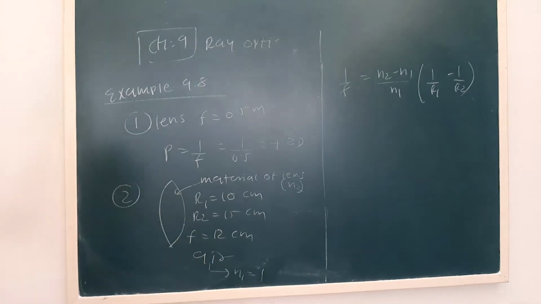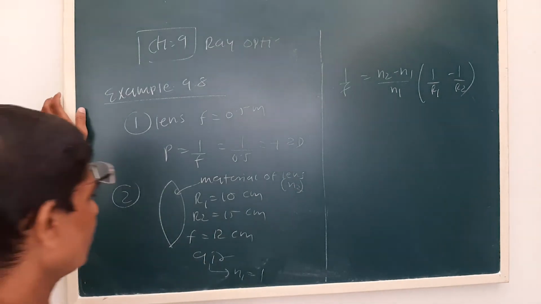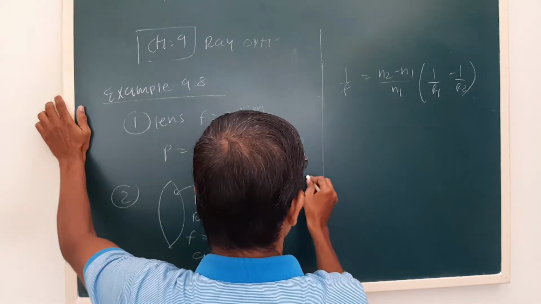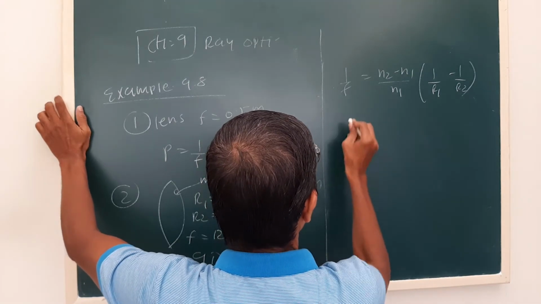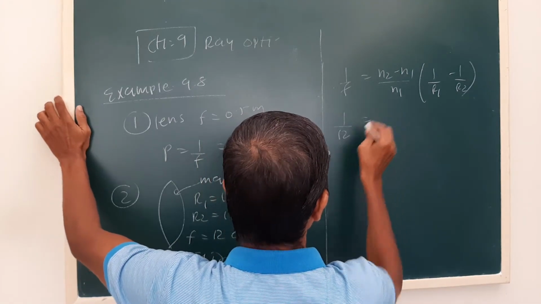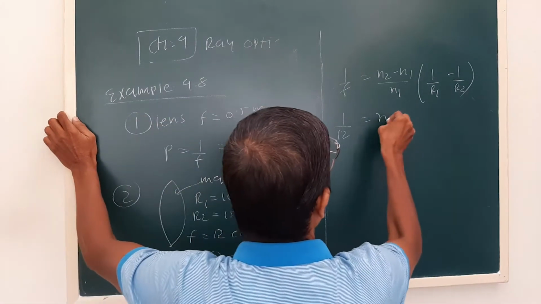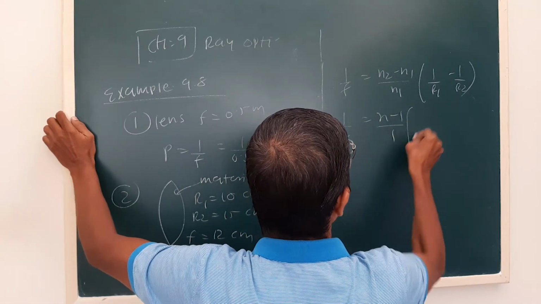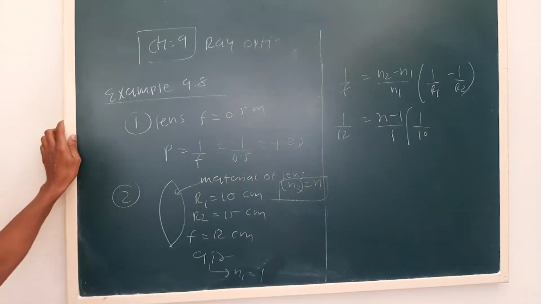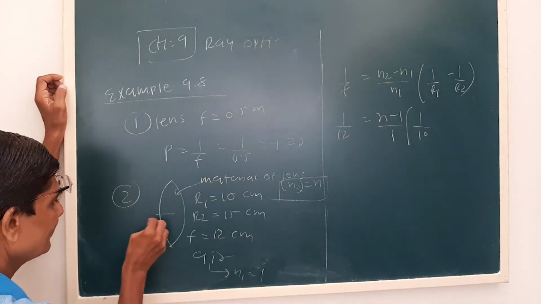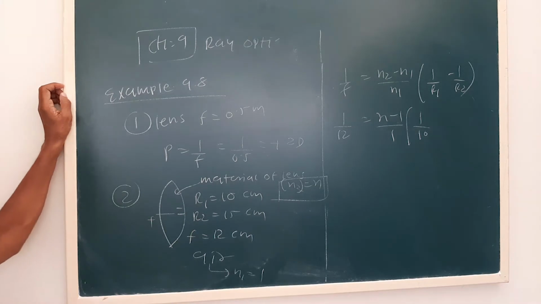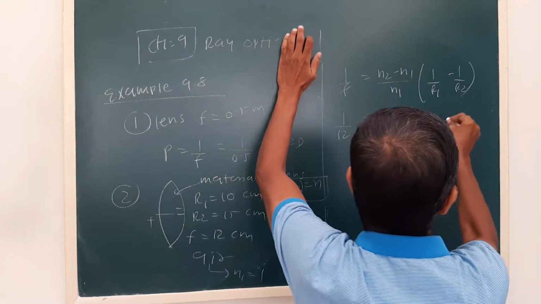Now this is a formula we have used just now. See here, N2 we have to find out. F is given 10. Let us say N2 we have taken N, so it will be N minus 1. See, when two radii of curvature are given, one value we have to take positive and the second value we have to take negative. So R1 we have taken positive.